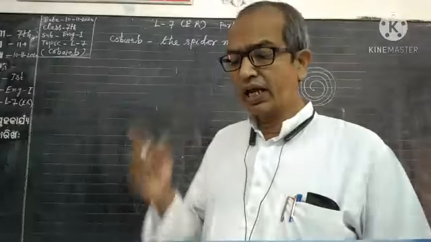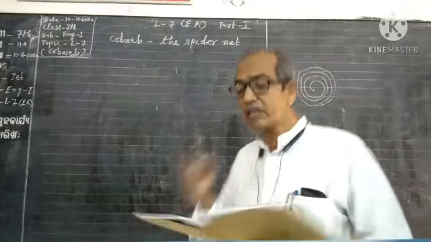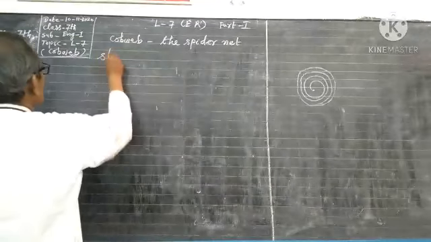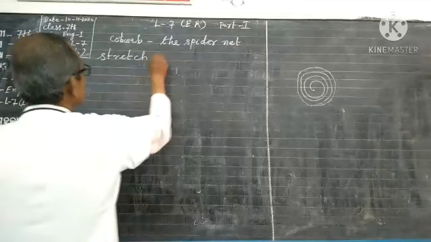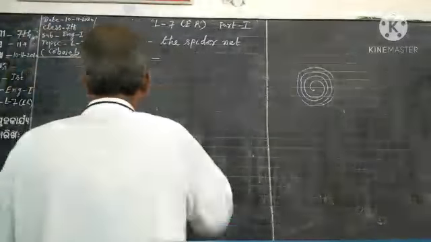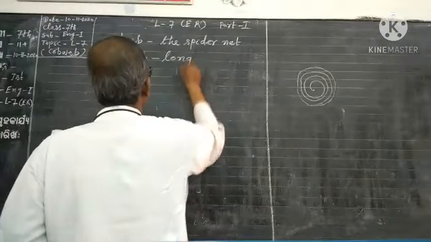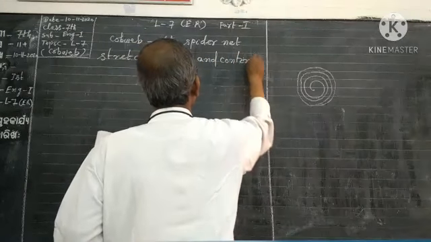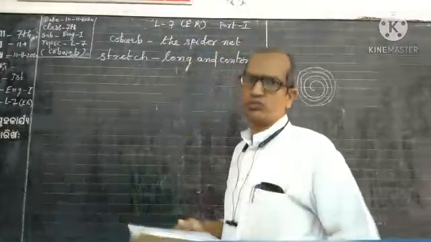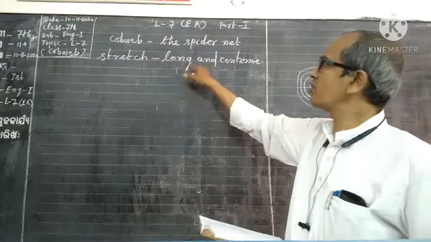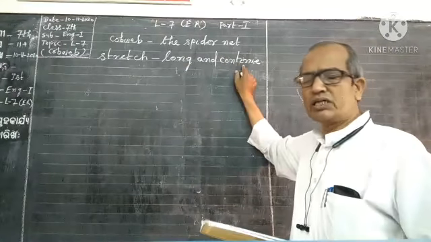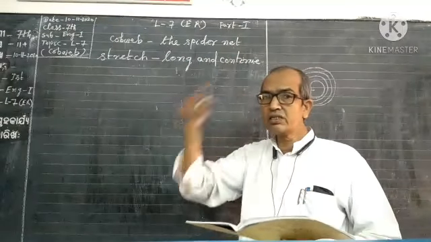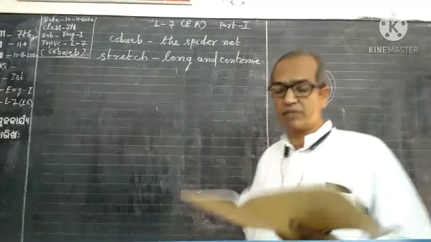Now we will write the meaning of difficult words of this poem. Look at this. Stretch. Stretch means long and continue. That means it is a long piece, begins from one place and continued for some time.